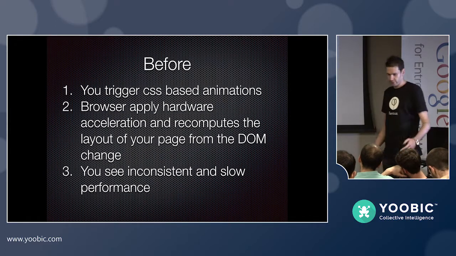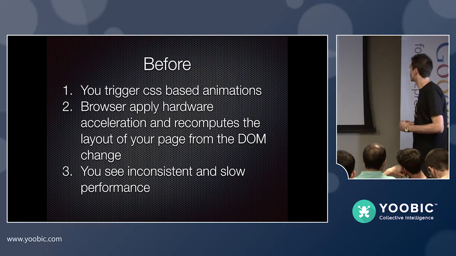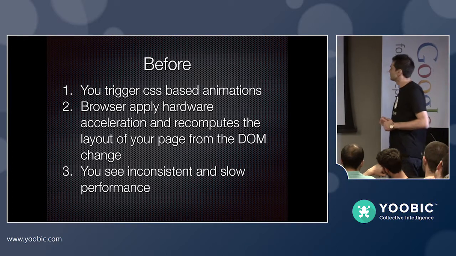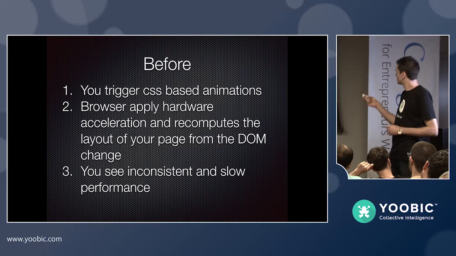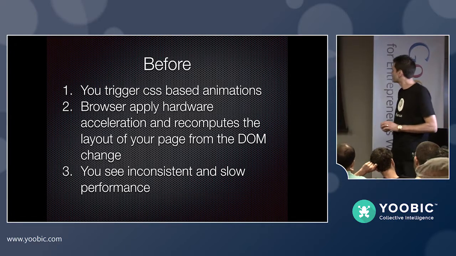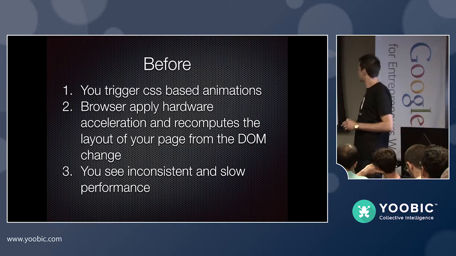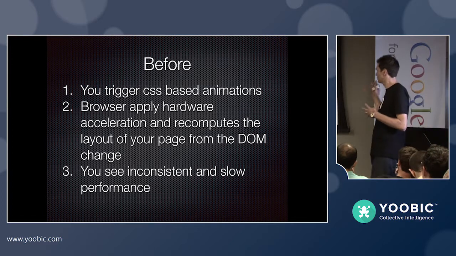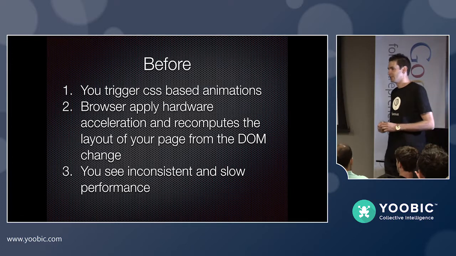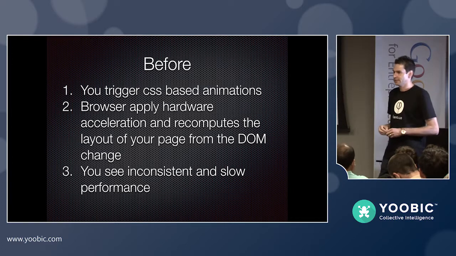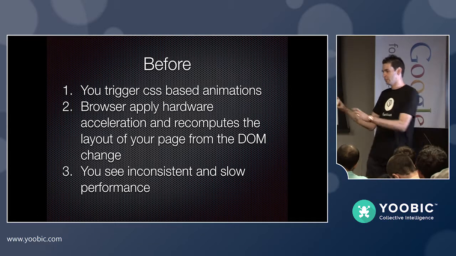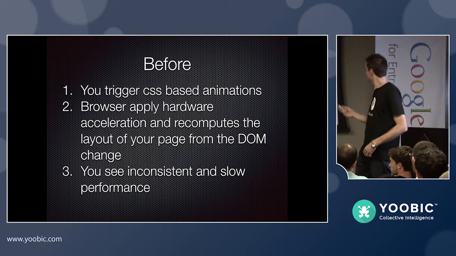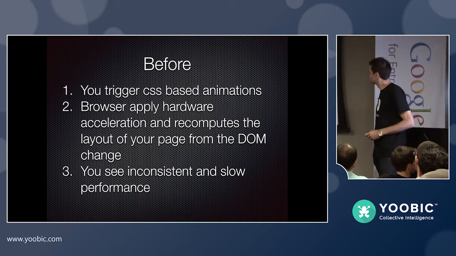So how does it work? Before we had Famous, if we needed to do some animation in our browser, you probably needed to trigger some CSS-based animation, and then the browser knows how to apply hardware acceleration and recompute the layout of your page from the DOM change. It means that if you have a lot of nesting in your DOM and you want to animate some button which has like 15 items in a hierarchy, it will behave really slowly.